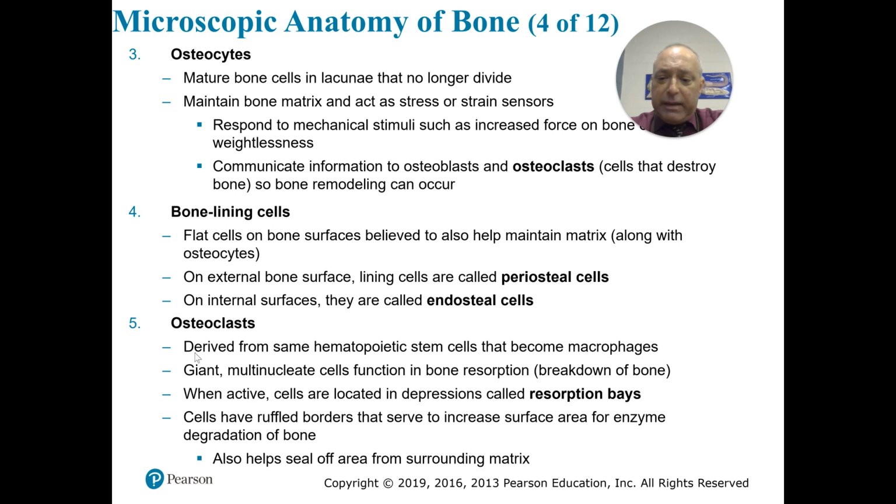Osteoclasts. So osteoclasts are derived from the same hematopoietic stem cells that become macrophages. And so osteoclasts are not the osteocytes. Okay? They are a different lineage. They come from the immune system. They're much more closely related to macrophages. And when active, the cells will act in resorption of bone.